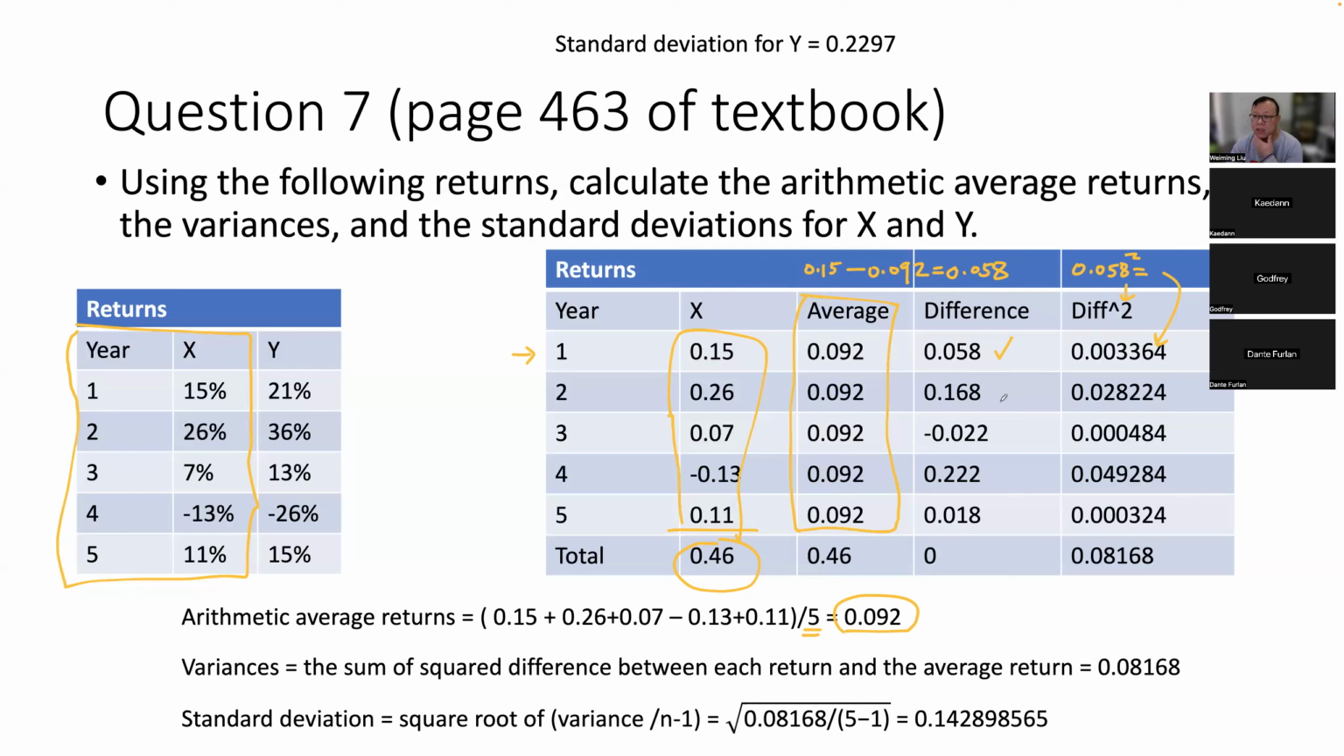Okay. So once you have all these difference numbers, now I'm going to add them up. When I add them up, I get this number. This is my sum of the squared differences, right? And this is my variance. Okay, that is called my variance.